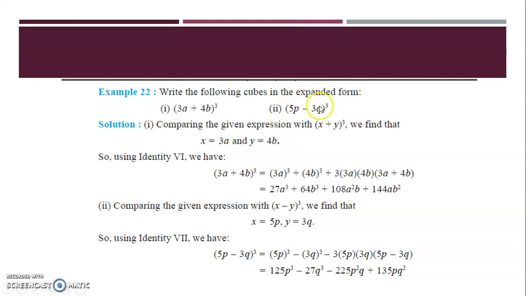Second one is (x - y)³. So instead of x we have 5b, and instead of y we have 3c. When we substitute x = 5b and y = 3c in the identity, we'll get x³ - y³ - 3xy times (x - y). So taking the cubes and multiplying, we'll get the answer. This is just a simple application of the identities that we have learned. All we have to do is substitute for x and y in the identity.